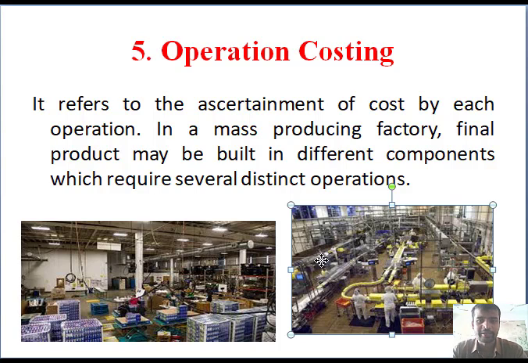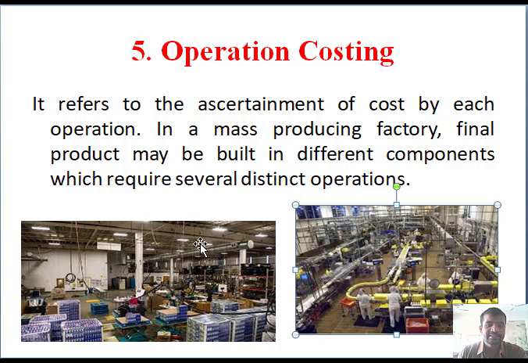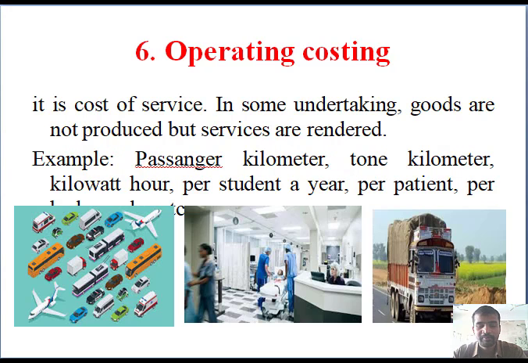This is operation costing. In a mass production factory, the final product may be built of different components. Okay, this is the best example of operation costing. Next, I move on to one more method, operating costing. Operation costing is different from operating costing. Operating costing, or service costing.